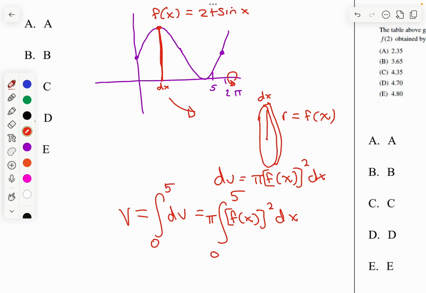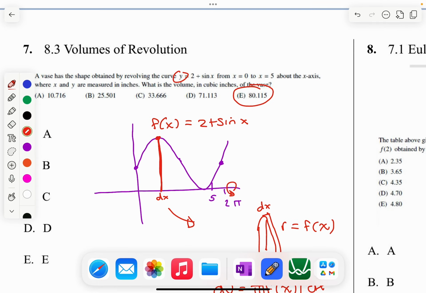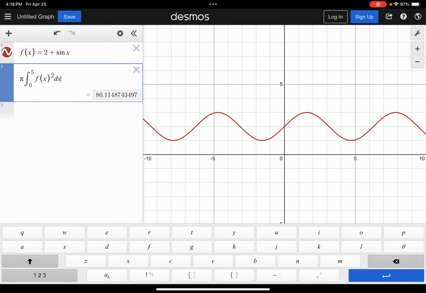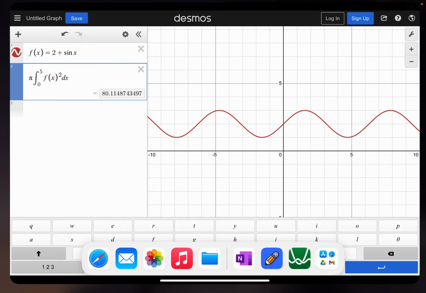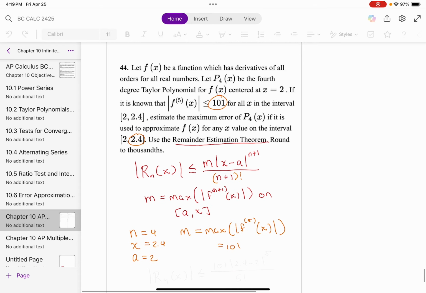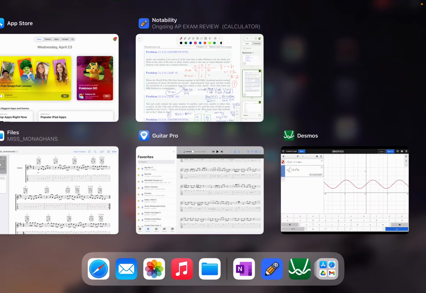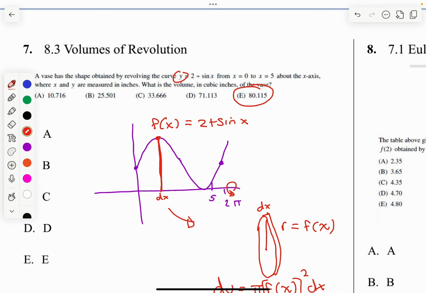Okay, and if I do that, I believe I get E, but let me show you what it looks like. Yep, so pi times that integral, what I just had on the screen, is roughly 80.11. Okay, and that was, oops, sorry, wrong screen. That was E.